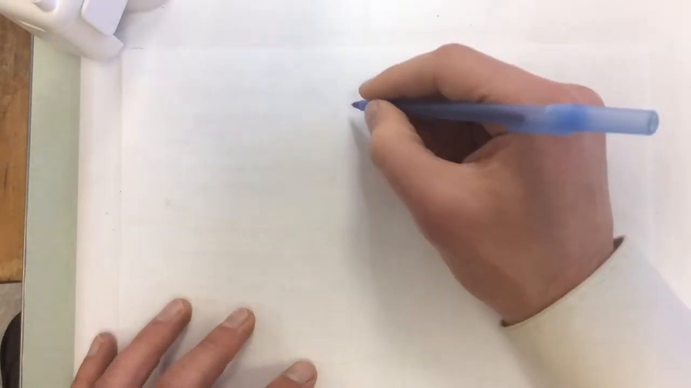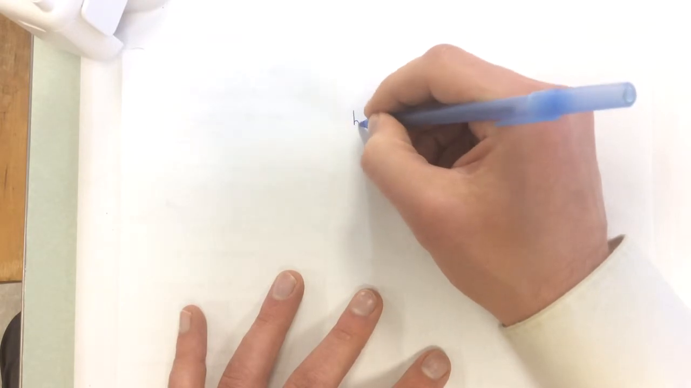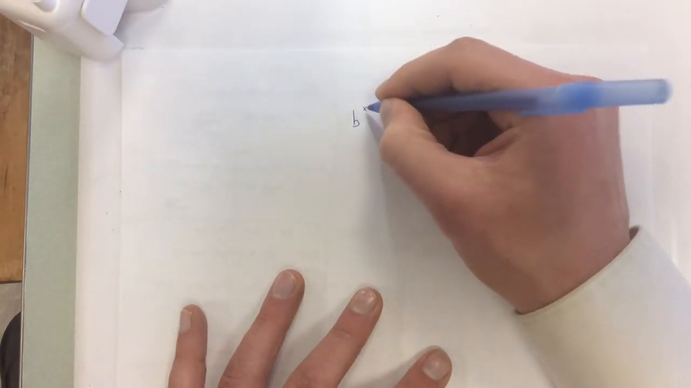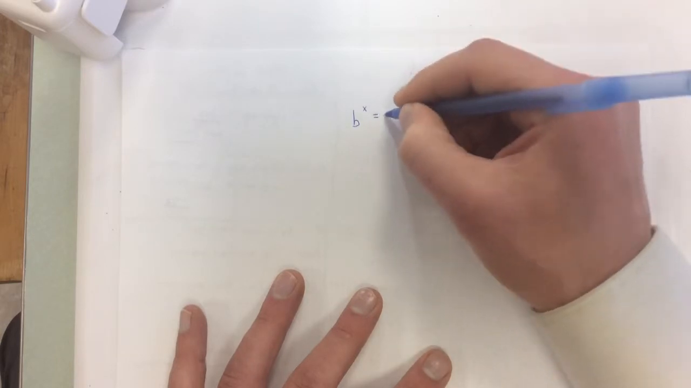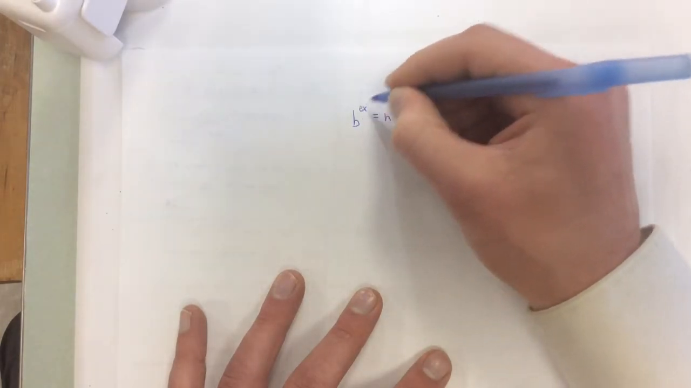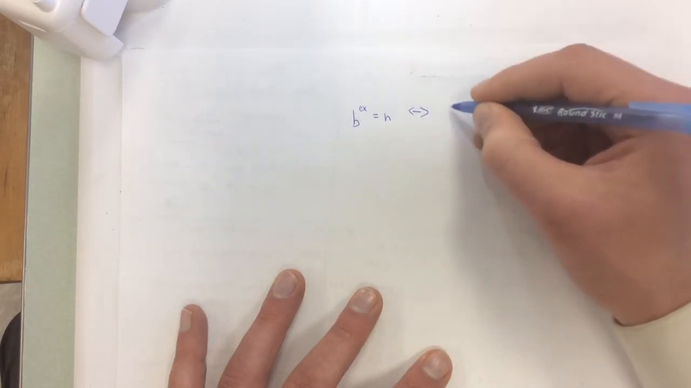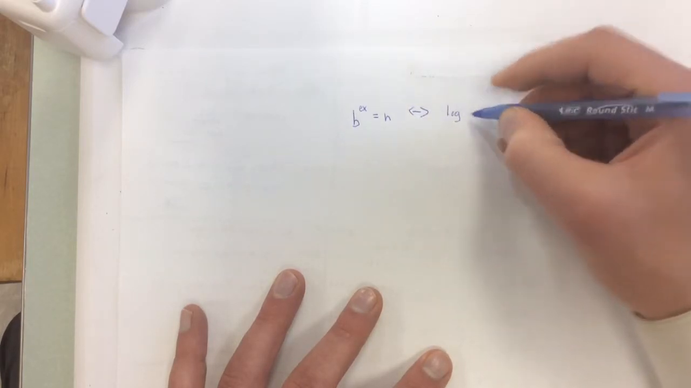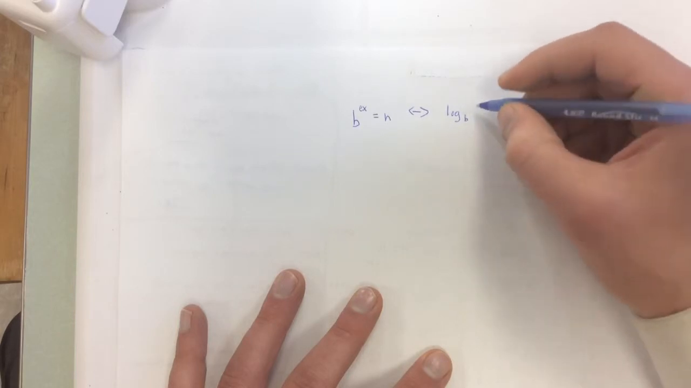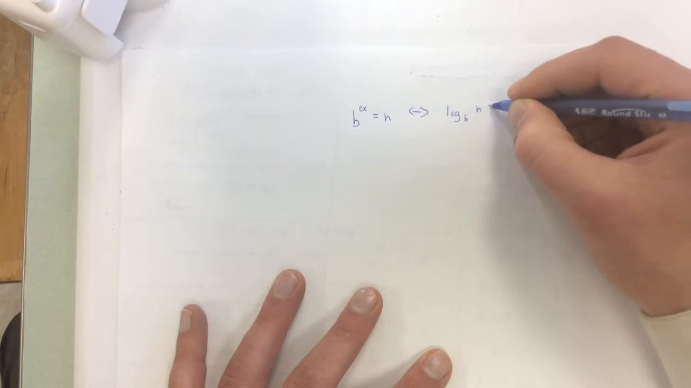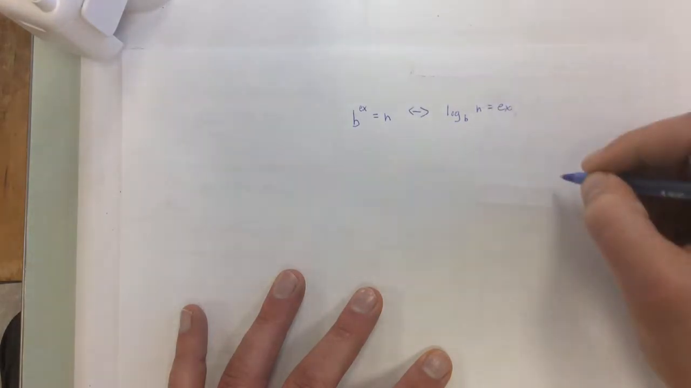So the basic formula here is, if I have some base raised to some exponent and it gives me some number, that is the same as the log with base whatever of some number is equal to the exponent.